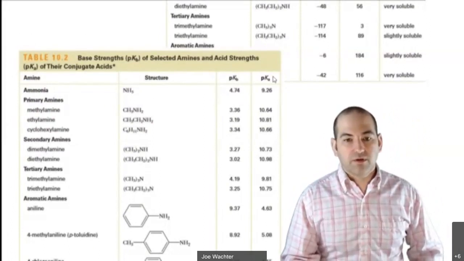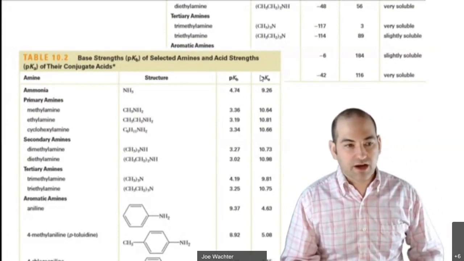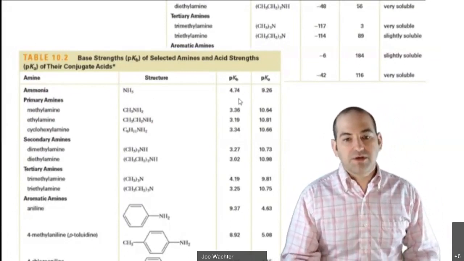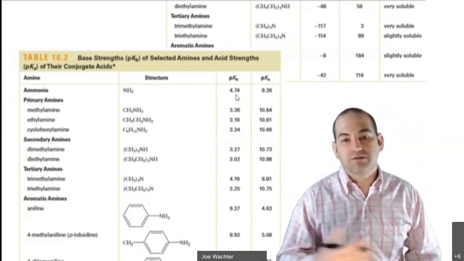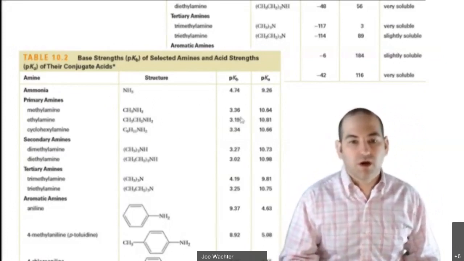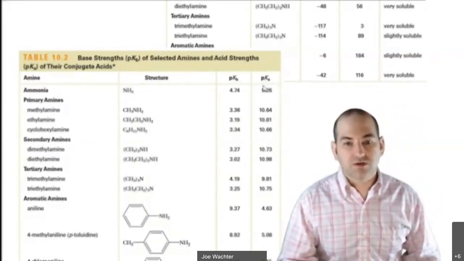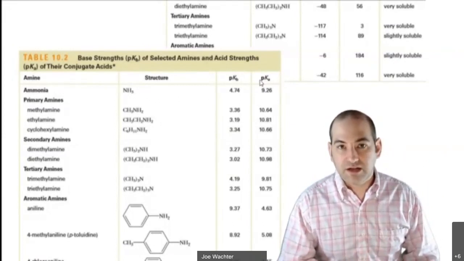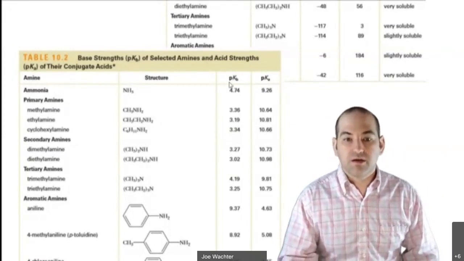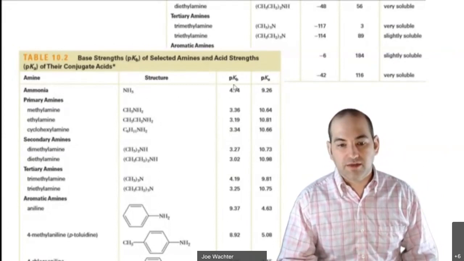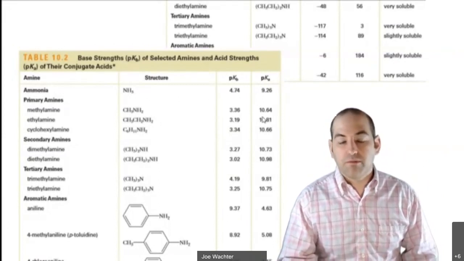We've only really dealt much with pKas of conjugate acids. So pKb is just the inverse. pKa plus pKb is 14. So the higher the pKa of the conjugate acid, the lower the pKb. So it's kind of like base strength. The lower the pKb, the more basic that is.